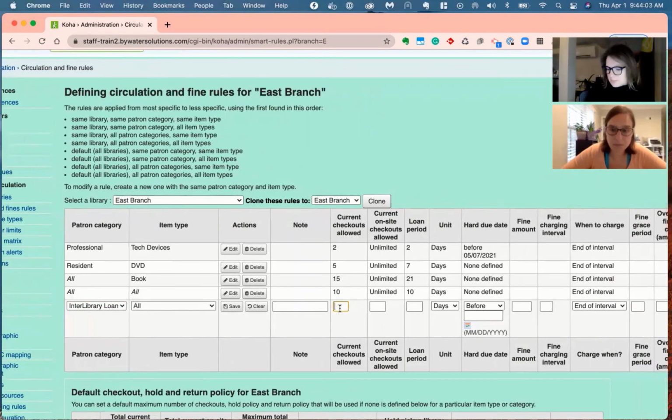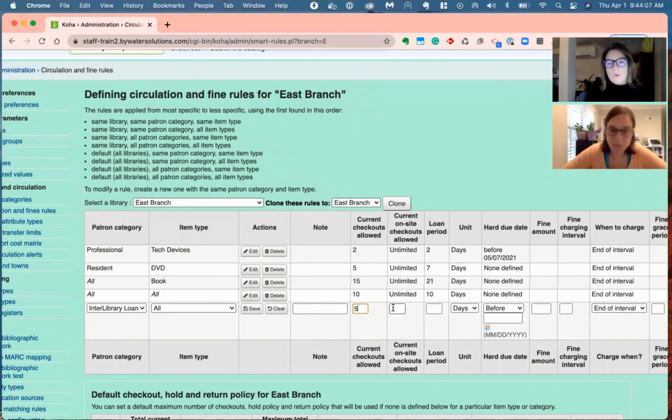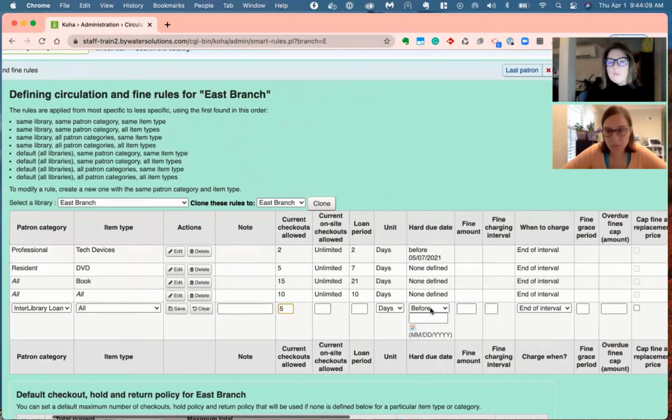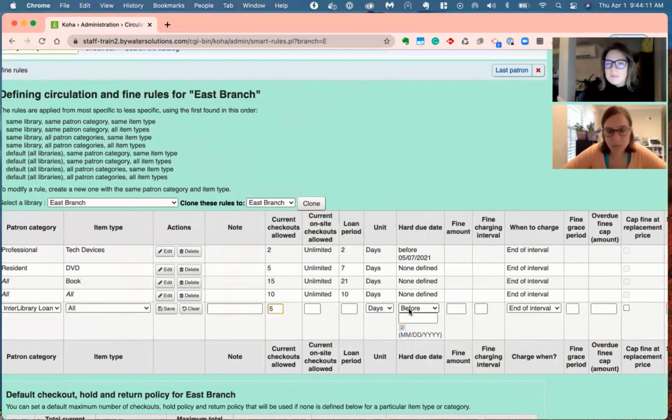Current checkouts, we talked about this last week, depending on what our rules are. One of the ones we didn't talk about a lot was this hard due date, and probably this doesn't come into play too much with an interlibrary loan, but it's important for academics to know that this does exist. Jessie, you want to talk about this?